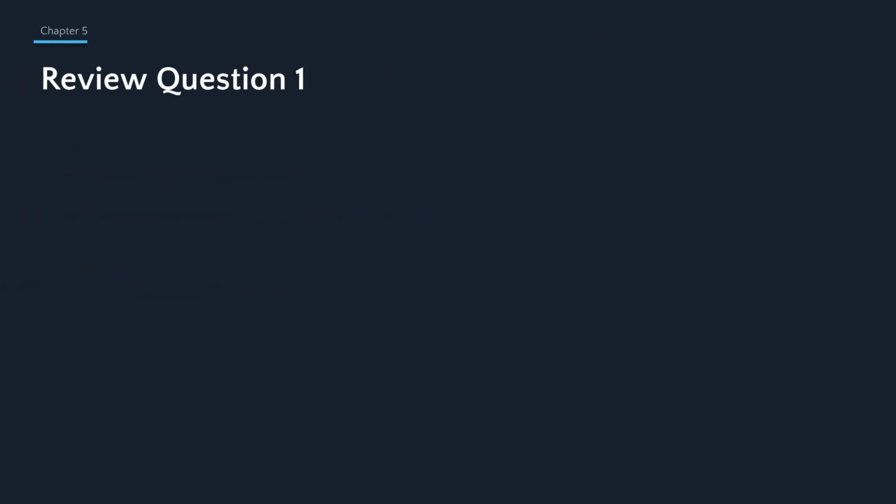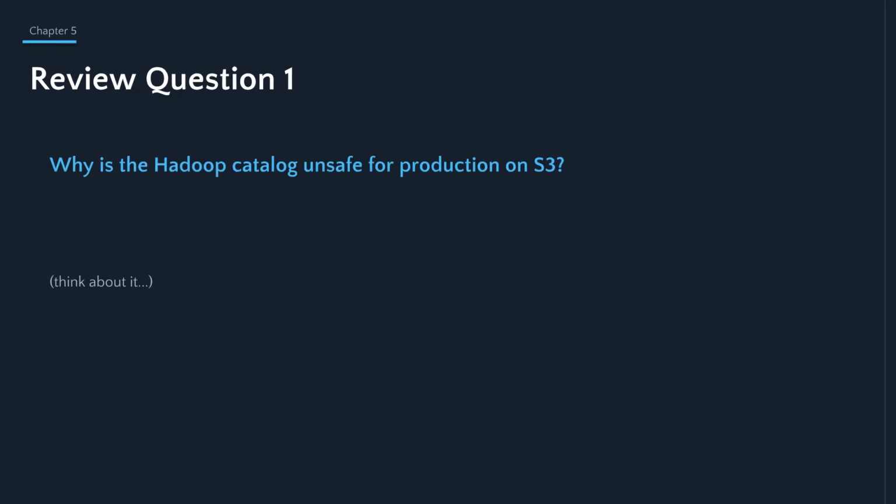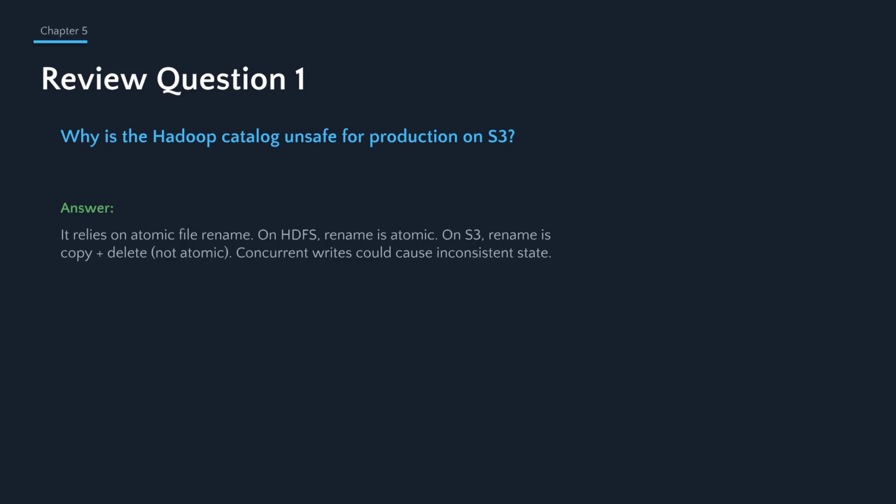Let's review. The first question is, why is the Hadoop catalog unsafe for production on S3? Because it relies on atomic file rename to update the metadata pointer. On HDFS, rename is atomic. But on S3, rename is a copy plus delete, which is not atomic. There's a window where the pointer could be inconsistent, potentially causing data corruption or lost commits during concurrent writes.